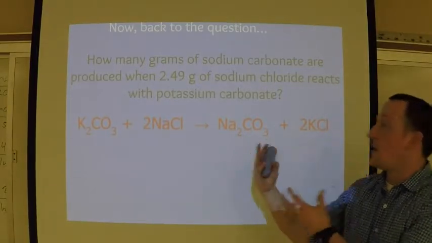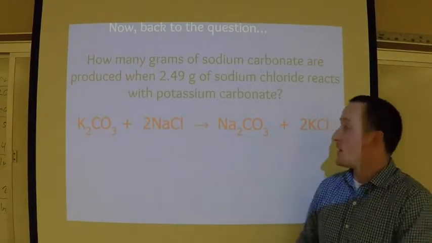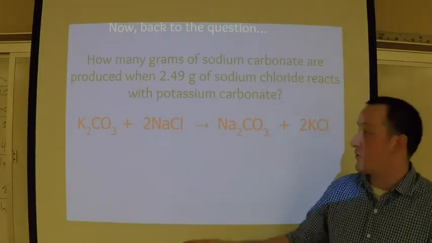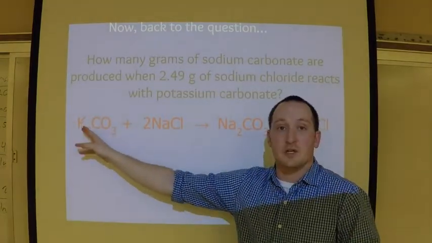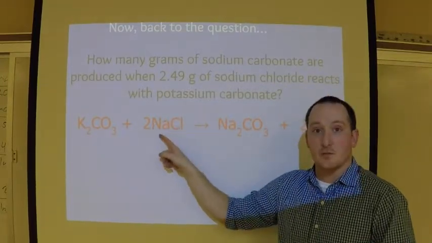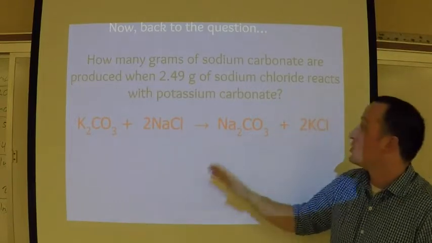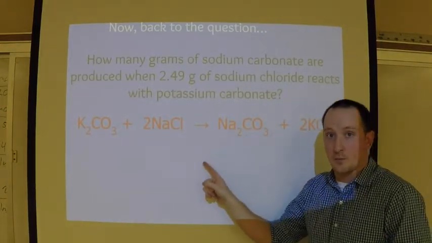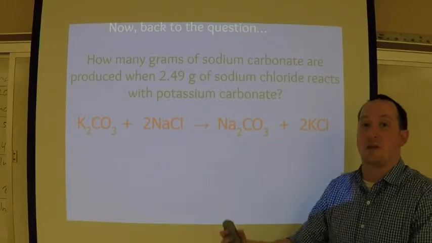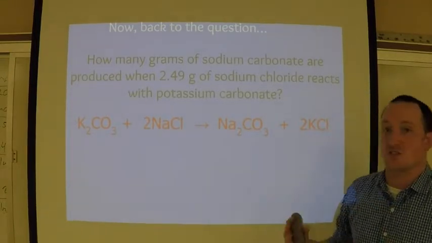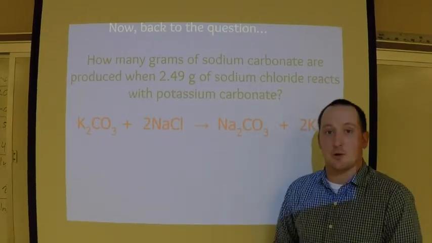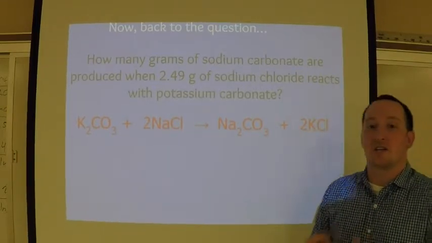So again, what this means is these coefficients here mean the mole ratio. In other words, I would need 1 mole of potassium carbonate to react with 2 moles of sodium chloride to produce 1 mole of sodium carbonate and 2 moles of potassium chloride. That's what these coefficients mean. So what we're going to do here is, after we've got our balanced chemical equation, we need to identify what our given substance is.